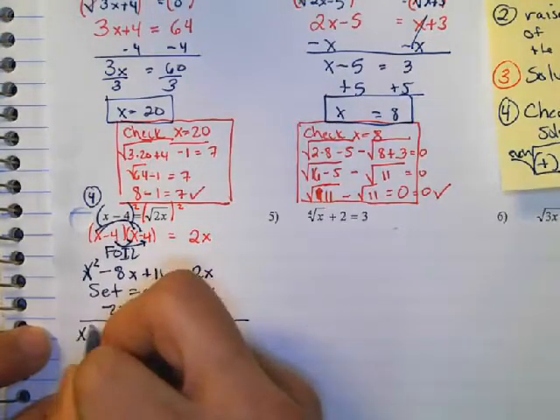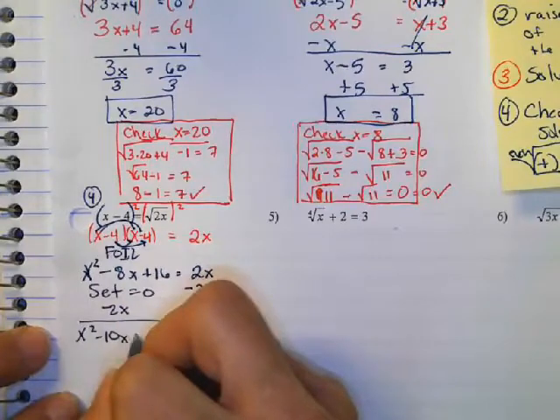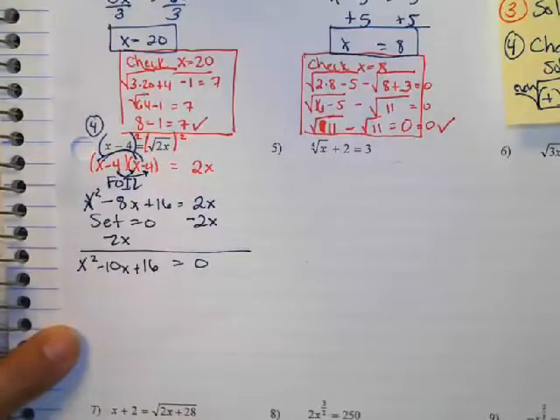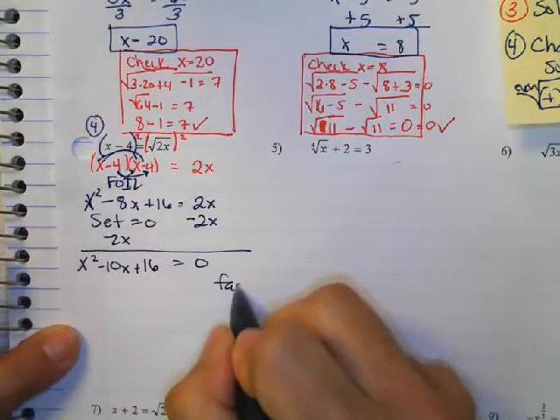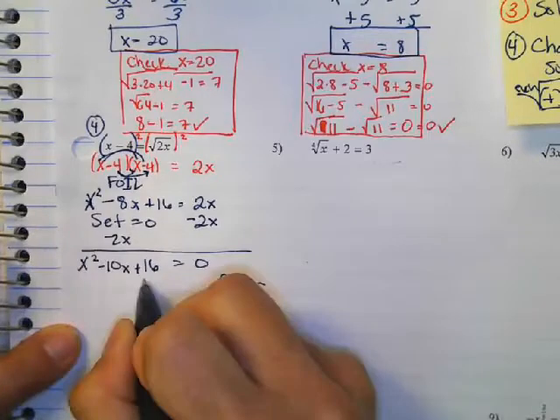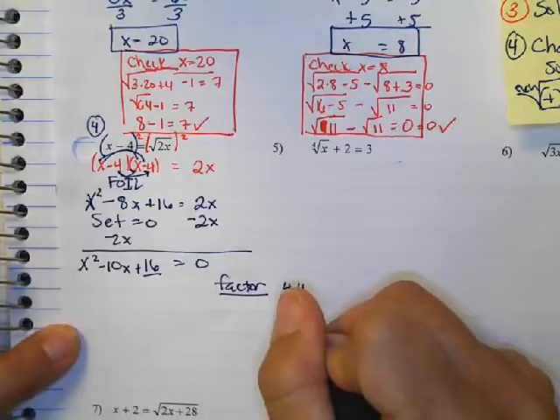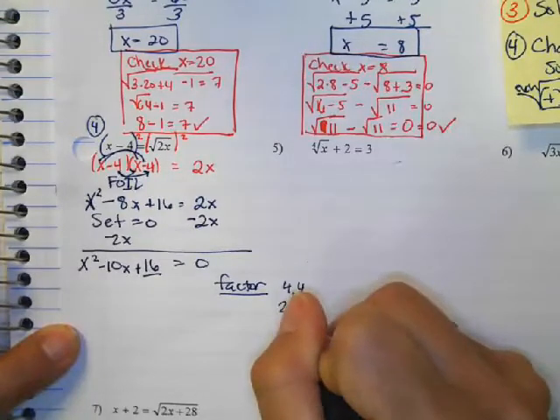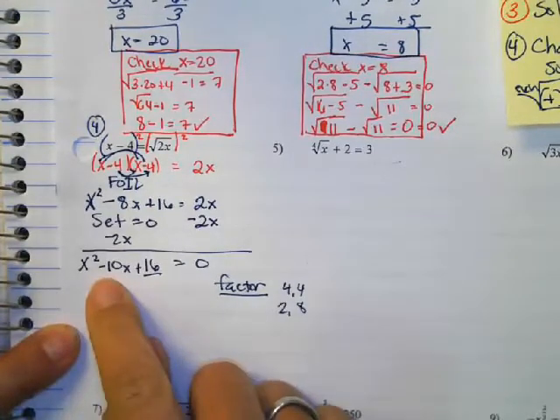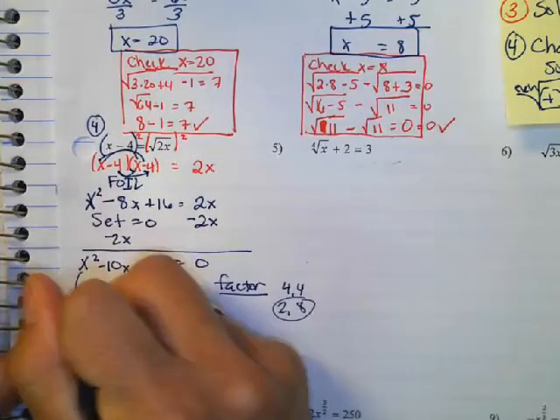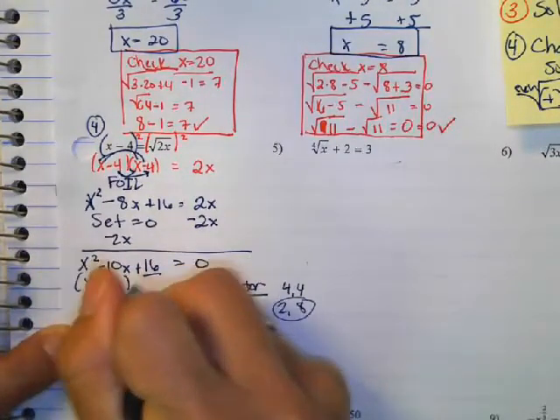So I have x squared minus 10x plus 16 equals 0. Now because this is a quadratic, I'm either going to have to factor or do the quadratic formula. So this step here I'm factoring. Factors of 16 are 4 and 4 or 2 and 8. The two that I'm looking for add to be negative 10, so I'm going to pick 2 and 8.